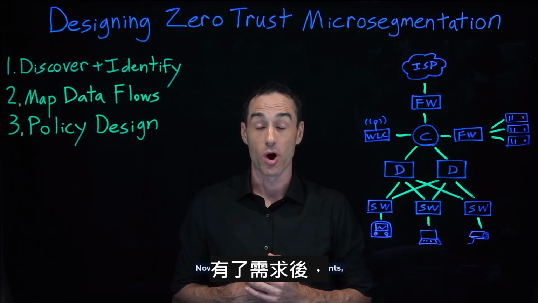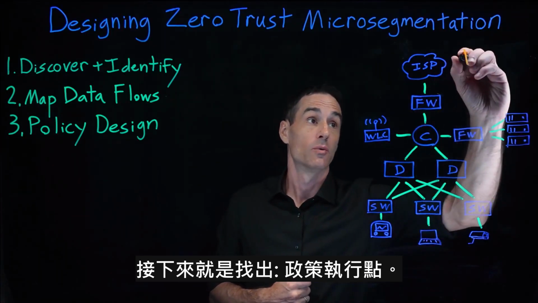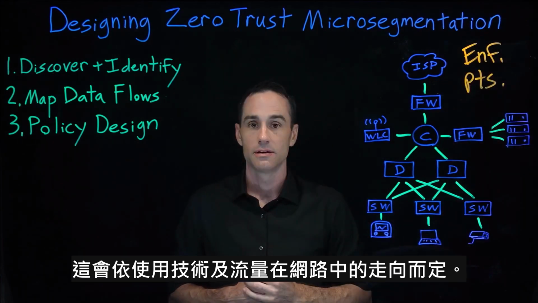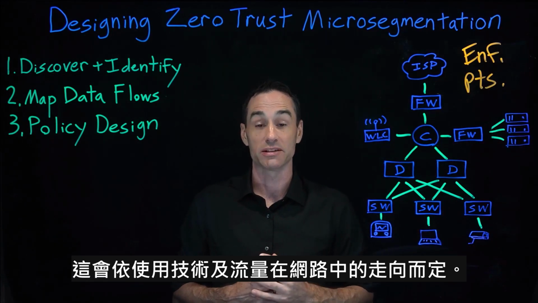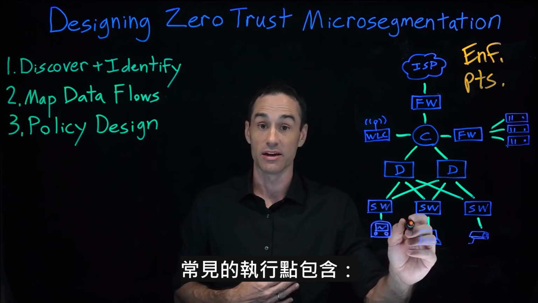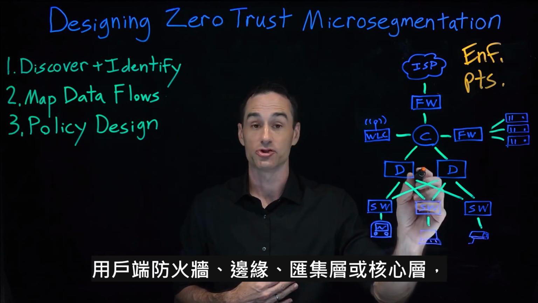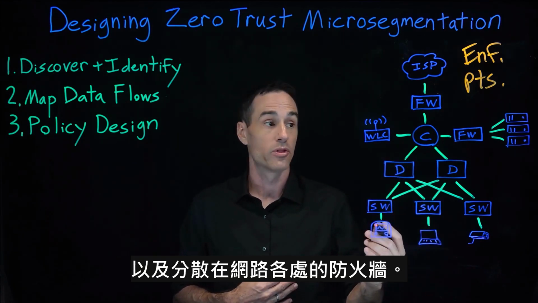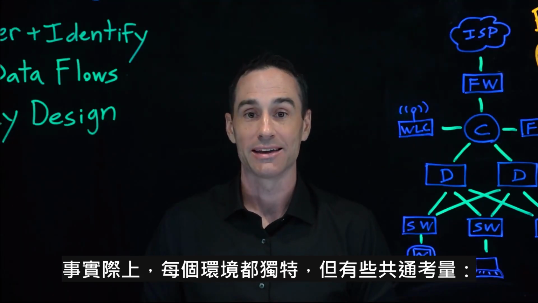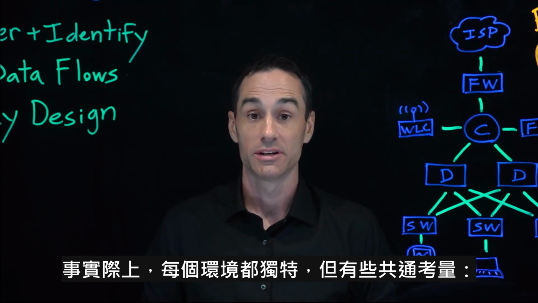Now that we have our requirements, we just need to figure out where the enforcement points in our network are. This, of course, will depend greatly on which technologies are in play, as well as how the traffic traverses through your network. Some common points might be client firewalls, the edge, distribution, or core layers, or the many firewalls dispersed throughout your network. In truth, there's a lot to unpack, and every environment will be unique, but there are some common things we can consider.